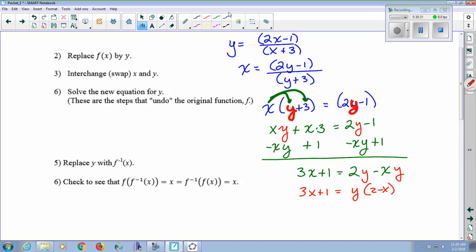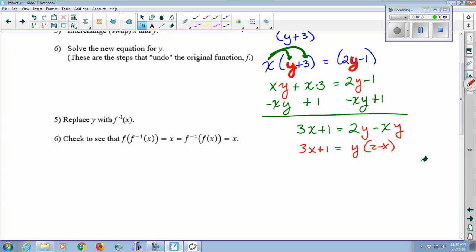Now you want to solve for y. You divide both sides by the coefficient, which is 2 minus x. And voila, your job is done. So 3x plus 1 over 2 minus x is the inverse function. You do that a couple hundred times and you won't even think about it again. Now I'm being silly. You do it 3 or 4 times, you're going to get the hang.